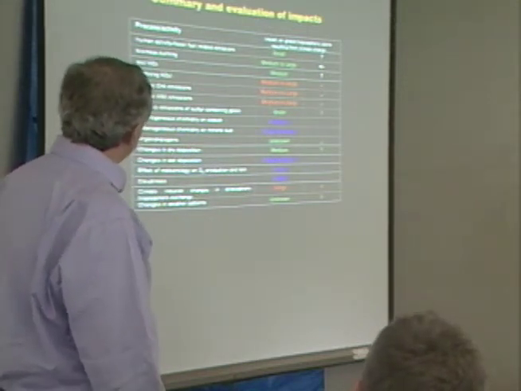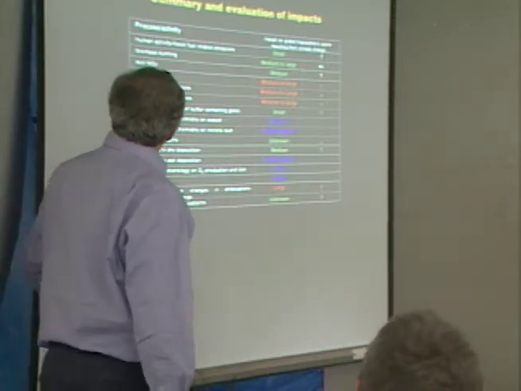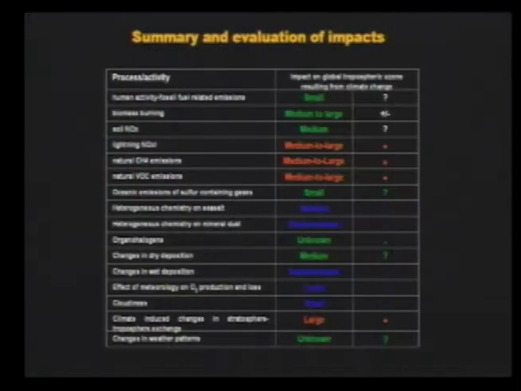So in terms of the processes that can be considered here, well, they're listed. We talked about them: biomass burning, salts, NOx, lightning NOx, natural methane emission, natural VOC emission, and so on. And you can see that some have a potential to have small effects, some have a potential to have larger effects, and the ones in red: climate-induced change in stratosphere-troposphere exchange, lightning, natural methane emission, natural VOC emissions. In all these cases, they have a positive feedback element.